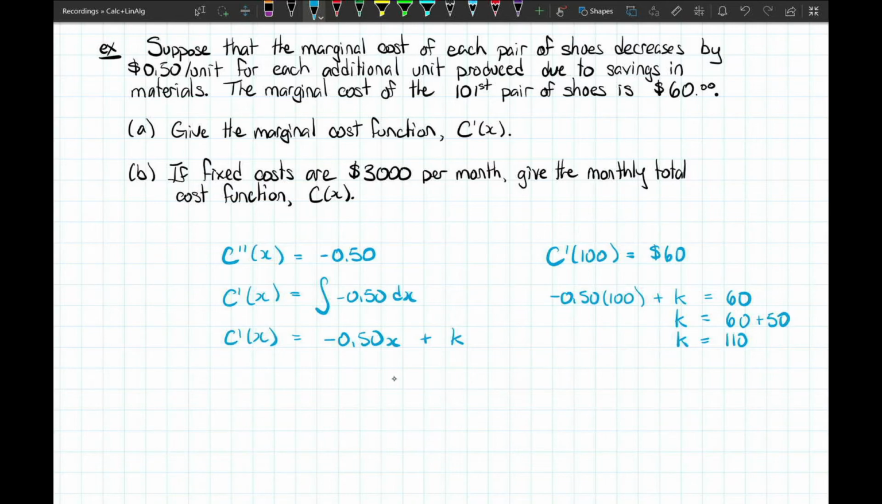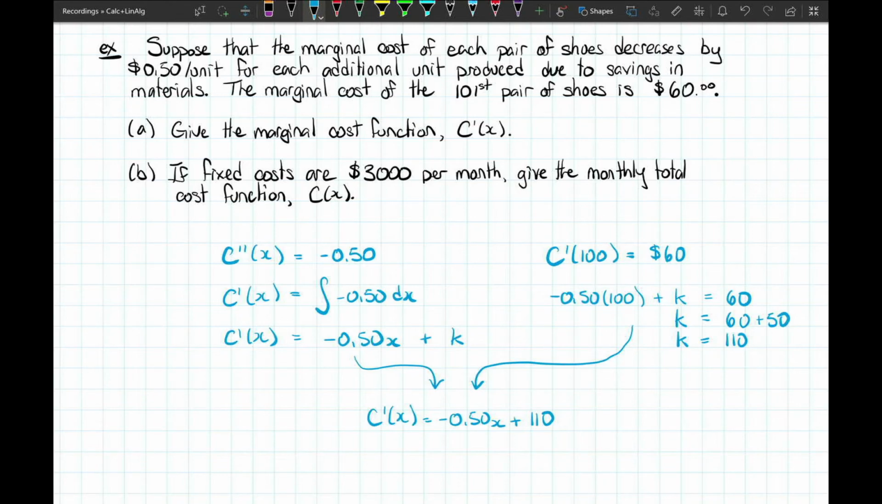So putting these two pieces of information together, the most general antiderivative, plus some sort of condition that's given to us, the antiderivative that we are looking for, the marginal cost function, must be negative 0.5x plus 110. And now that we've got the marginal cost function, we can take a look at part B. Knowing about the fixed cost per month, we want to give the total monthly cost function c of x.